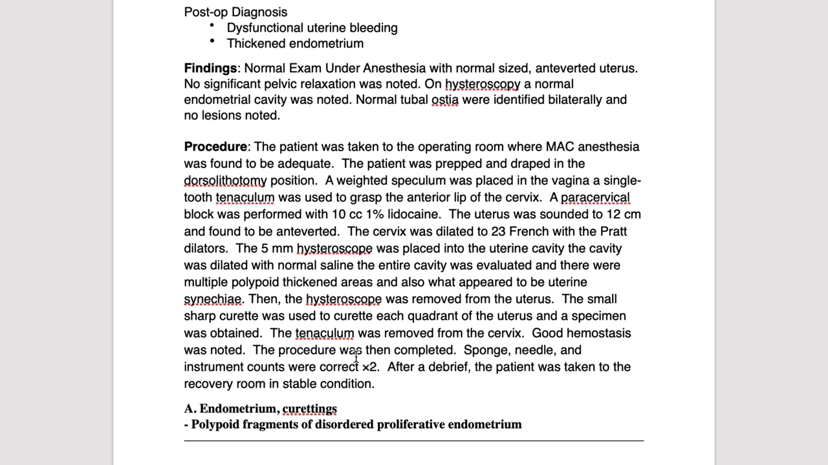And pathology actually gave us nothing. So polypoid fragments of disordered proliferative endometrium, that is not a diagnosis that you will find in your ICD-10 book. So you will resort back to the post-op diagnosis codes, which are the dysfunctional uterine bleeding and the thickened endometrium. But there was something that did stand out to me, because if I were to use dysfunctional uterine bleeding and the thickened endometrium, I don't think those diagnosis codes are going to be in my coding companion, but I will confirm those in a second. So what I wanted to pull out was where it says uterine Seneke, and we are going to see if we can find a diagnosis for it.